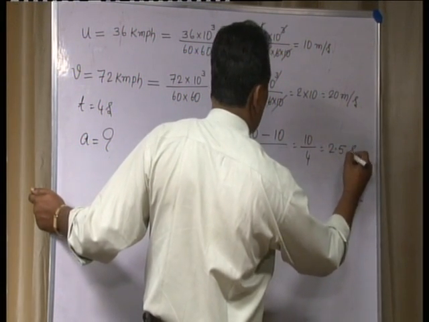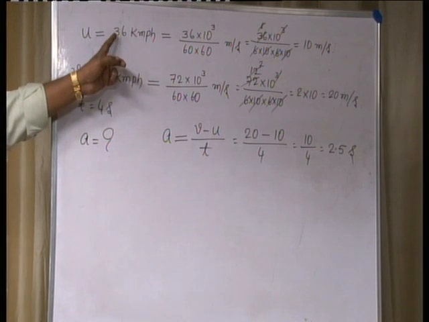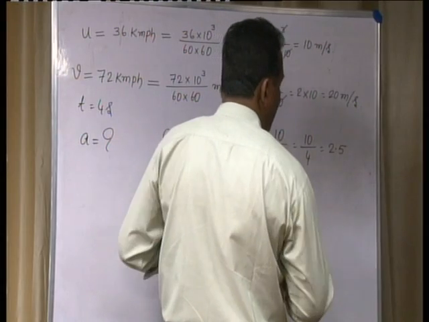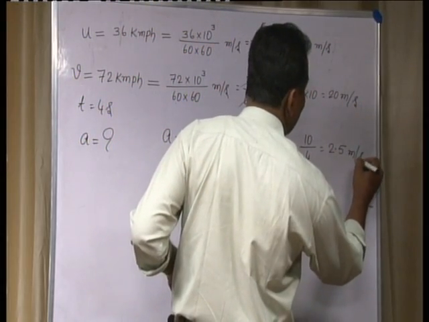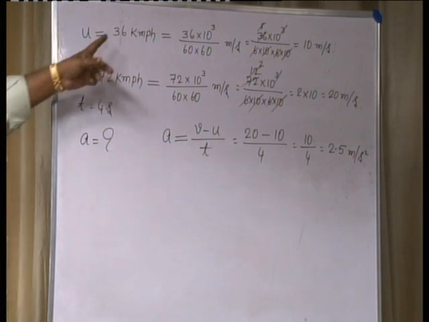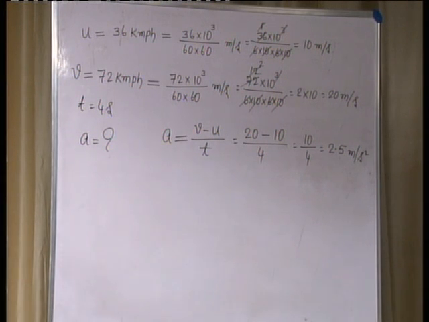So, it is 2.5. An acceleration of 2.5 meter per second square is the acceleration gained by the car when its velocity changes from 36 kilometer per hour to 72 kilometer per hour in a span of about 4 seconds. This is also a problem asked in the examination. So, move on to the next problem.